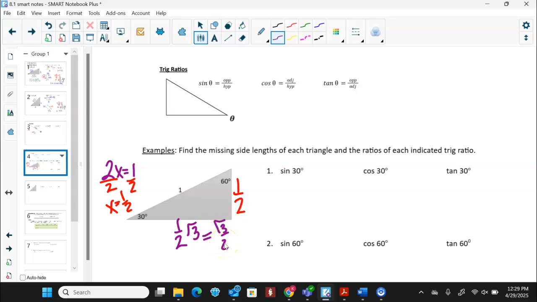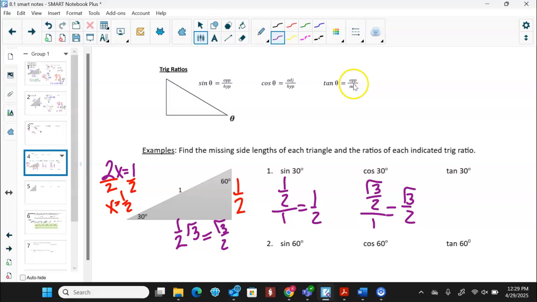Okay, all right. Now sine 30, that is opposite over hypotenuse. So opposite, which is 1/2, over hypotenuse, which is 1. So that is just 1/2. So sine 30 is 1/2. All right. Next one. We're going to have cosine 30. So remember, cosine is adjacent over hypotenuse. So the one next to you, right? So adjacent is root 3 over 2, over 1. So once again, that's just root 3 over 2.